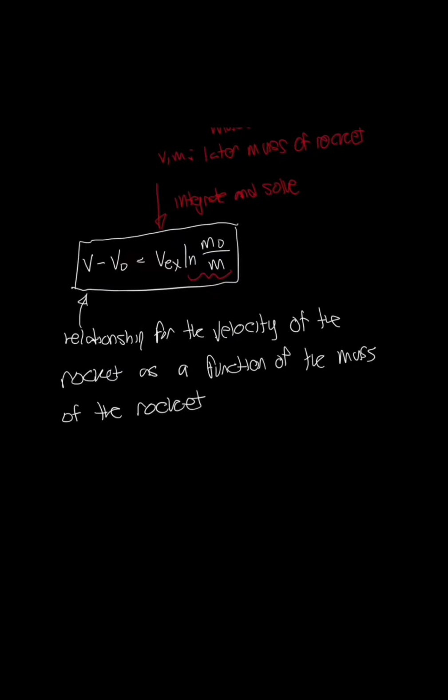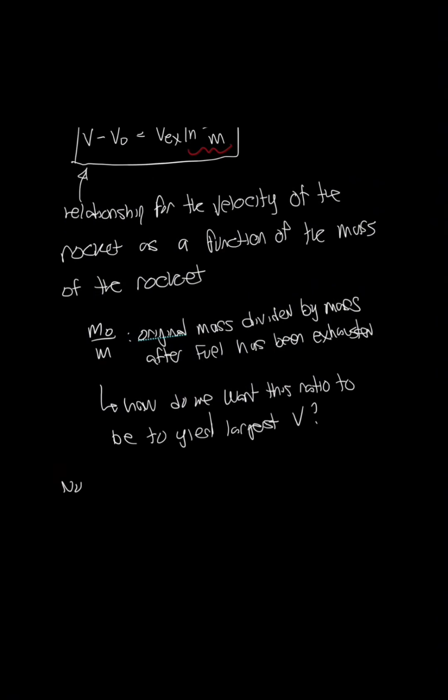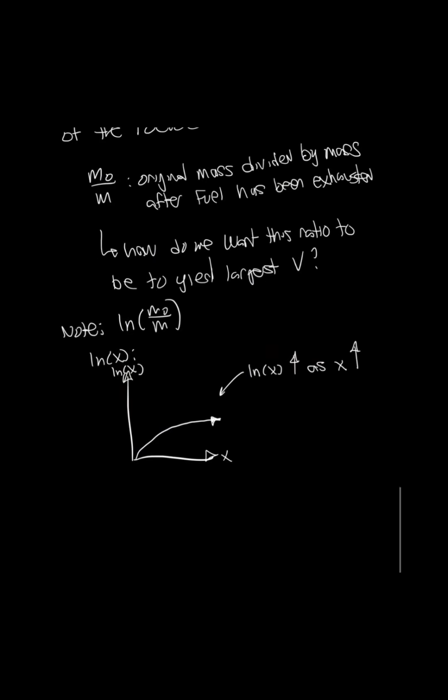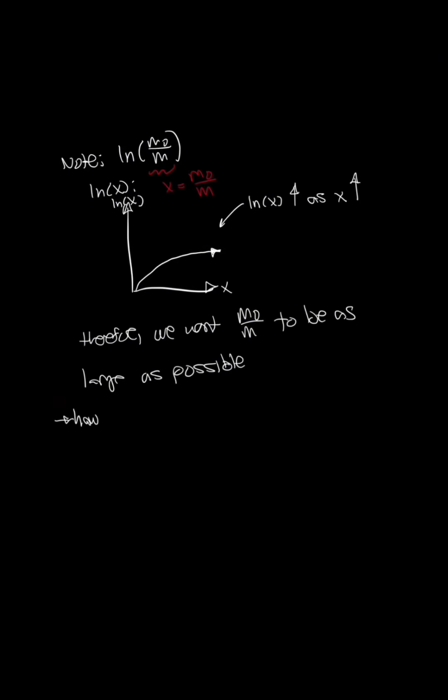If we look at this term on the right here, m0 divided by m, this is the original mass divided by the mass after the fuel has been exhausted. So how do we want to make this ratio to yield the largest velocity? Note that we're taking the natural logarithm of m0 divided by m, and we can note that the natural log follows this general pattern here, where log x increases as x increases. Therefore, we're going to want m0 divided by m to be as large as possible to yield the largest velocity value. So how do we make this as large as possible?